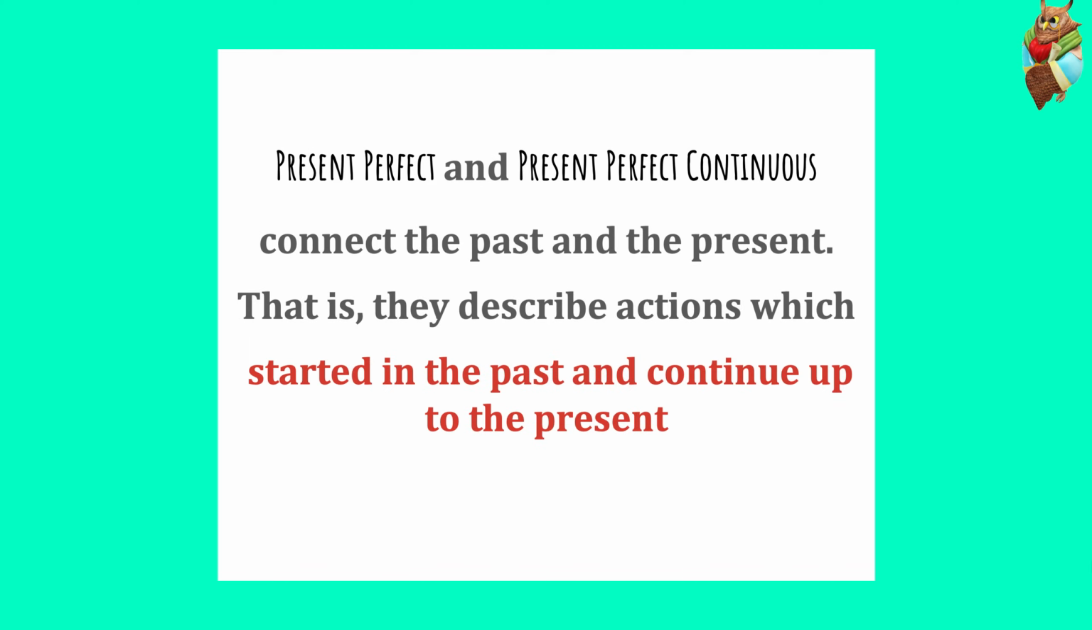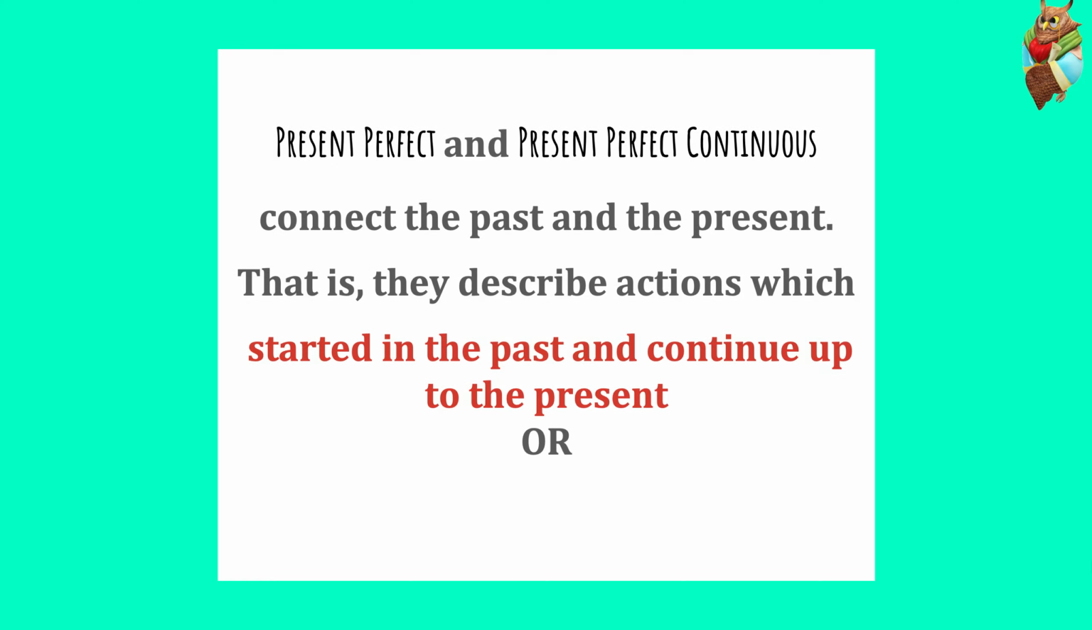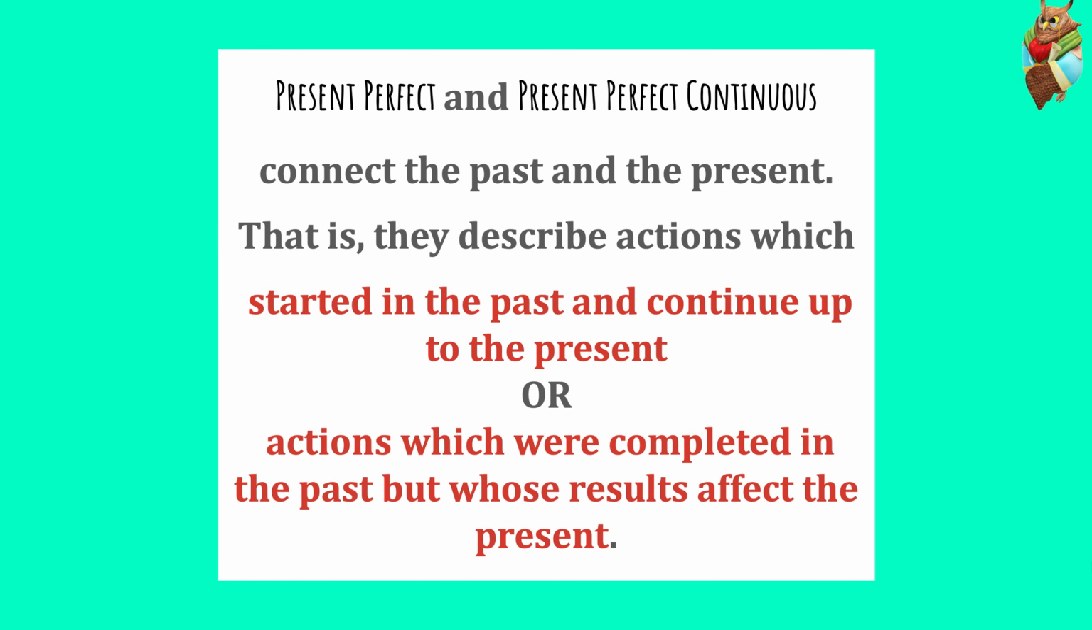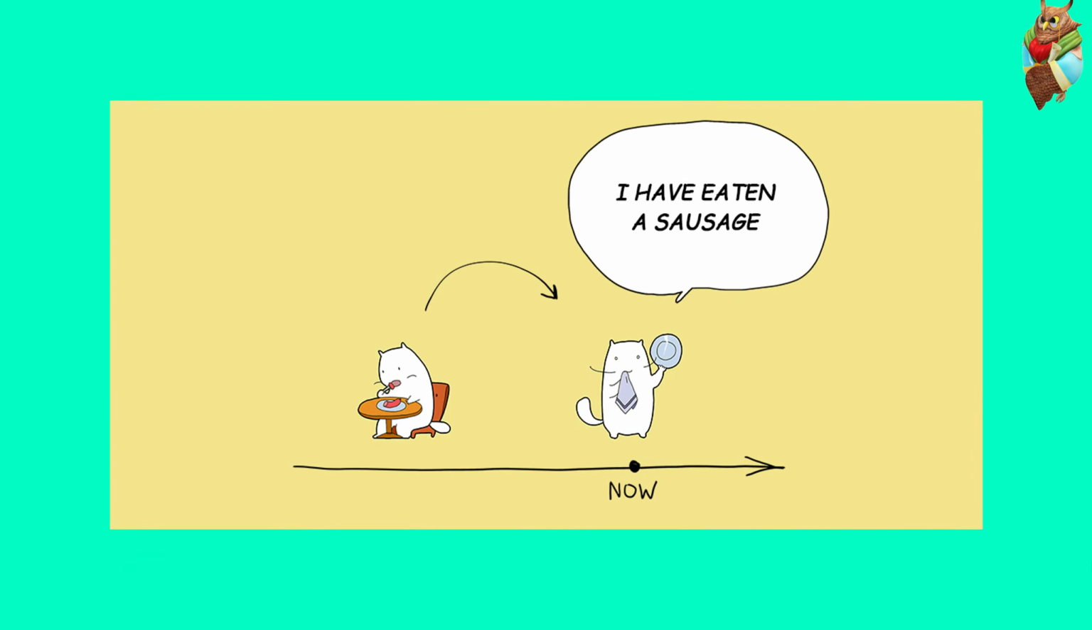They describe actions which start in the past and continue up to the present, or actions which were completed in the past but whose results affect the present. So again, the picture: this action, to eat a sausage, was completed in the past. He has eaten it. But right now, we have a visible result. So that's why this action is connected to the present, and that's why we should use present perfect here. I have eaten a sausage.